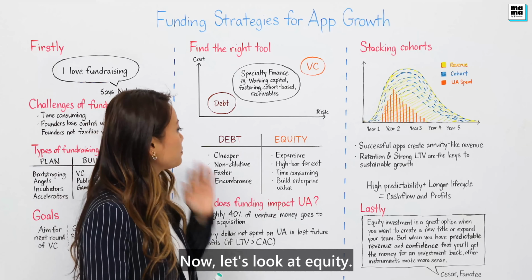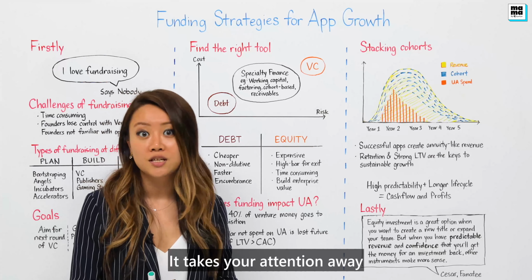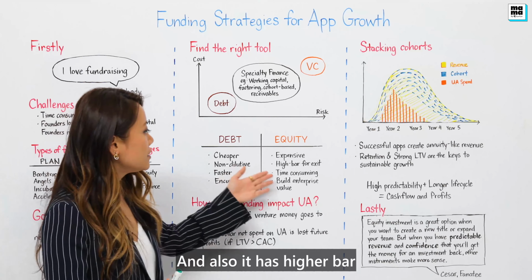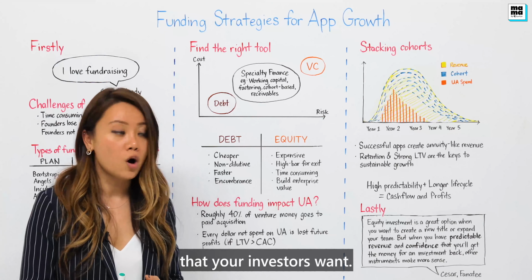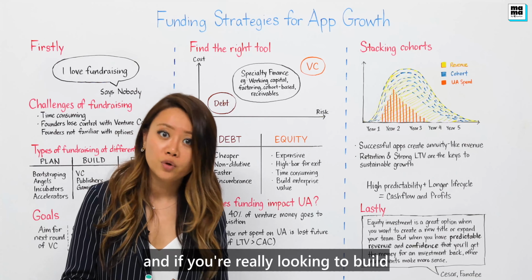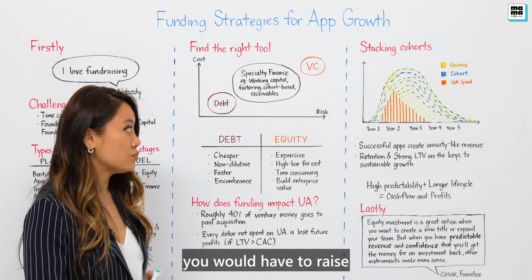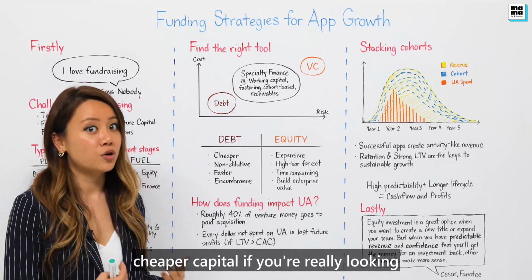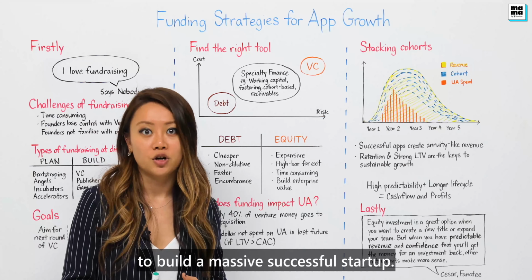Now let's look at equity. As we all know, equity is expensive to raise and it is very time consuming. It takes your attention away from really operating and focusing on the business. And also, it has a higher bar to exit, depending on the return that your investors want. However, equity does help you build your enterprise value. And if you're really looking to build a unicorn type of startup, you would have to raise equity for your business. It is very hard to source strategic, cheaper capital if you're really looking to build a massive, successful startup.